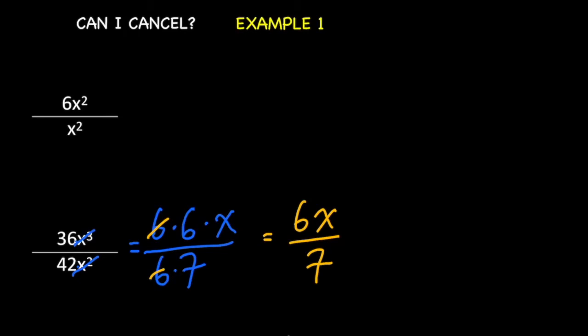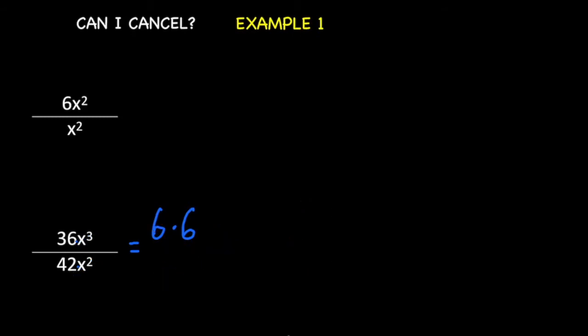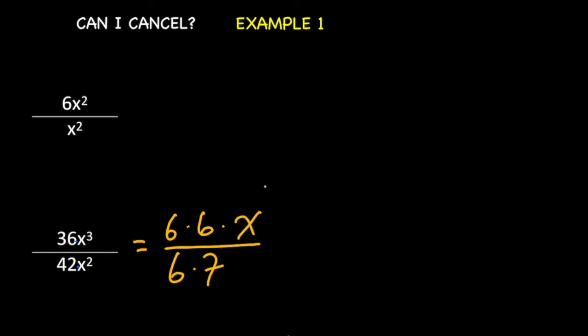Now, if it was unclear what I did with the x cubed over x squared, it would be helpful to go ahead and expand that out. So the 36 and the 42, we would do the same exact thing. 6 times 6 over 6 times 7. For the x cubed, we can rewrite that as follows.